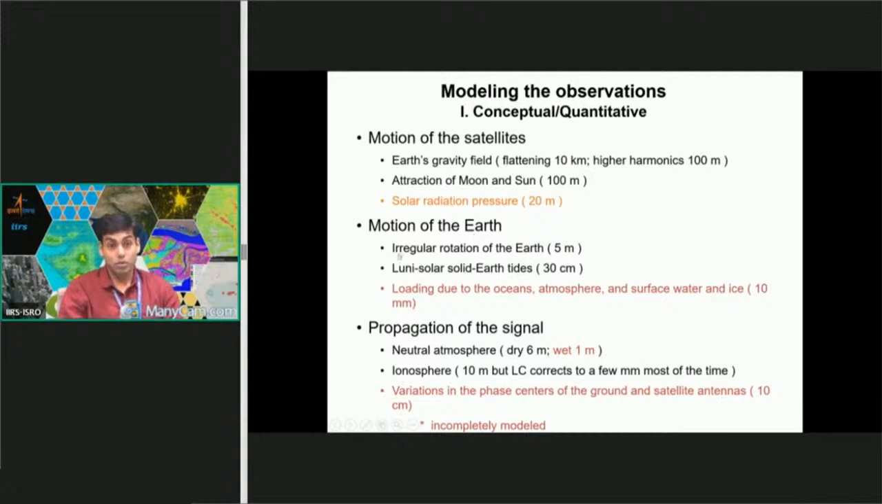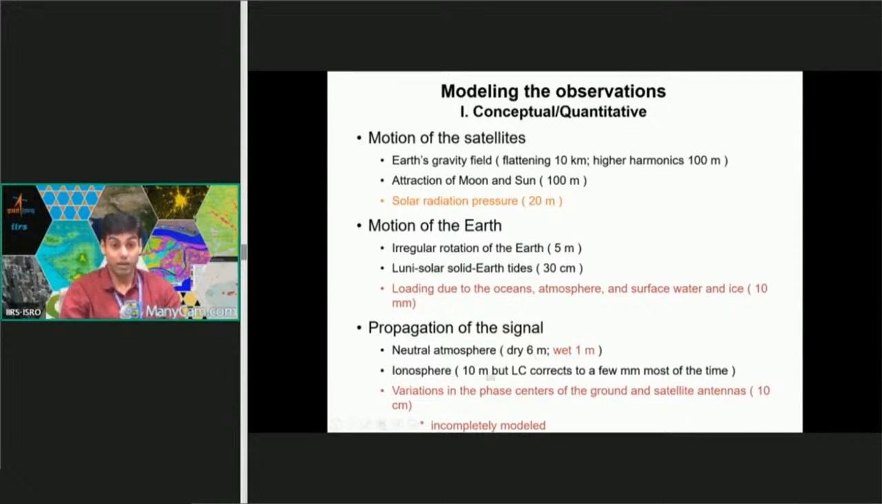And motion of the Earth: irregular rotation of the Earth, lunisolar solid Earth tides, and loading due to oceans, atmosphere, surface water and ice. This causes motion of the Earth, and this induces error in the carrier wave signals. Then propagation of signals can be affected by the ionosphere. We know the ionosphere is a frequency dependent layer. The neutral atmosphere is nothing but the troposphere. It is frequency independent, and it has a dry component and a wet component.